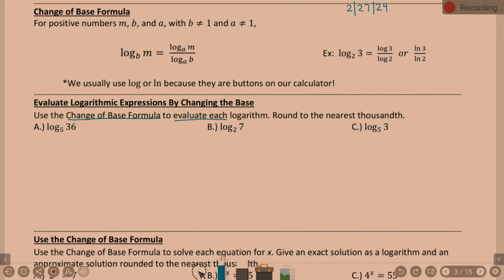How can I rewrite that? Log of 36 divided by log of 5. Paul didn't give me a base, so I'm assuming base 10. Or if we wanted to, what's the other option? We could also say natural log of 36 divided by natural log of 5. Everyone grab your calculator and give me an answer. It doesn't matter which one you do.